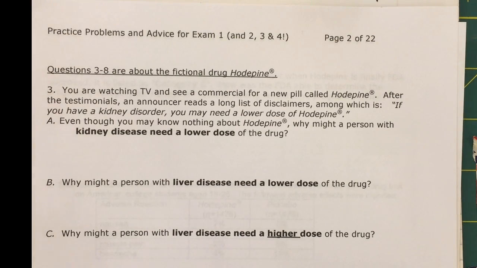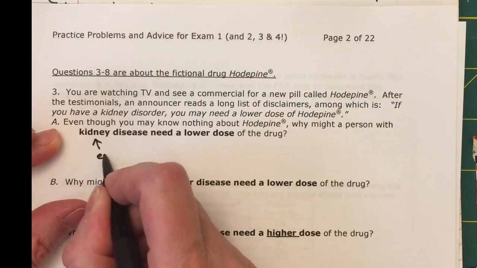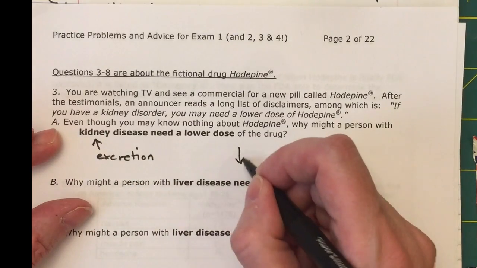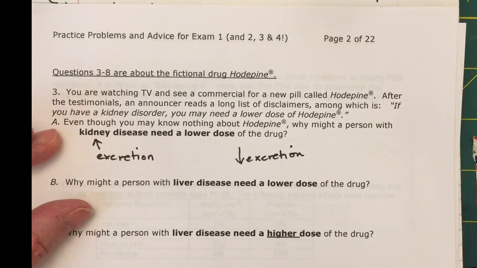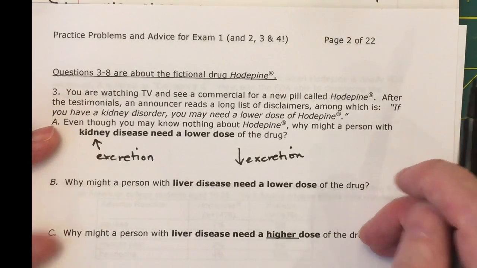Even though you may know nothing about this drug, a person with kidney disease might need a lower dose because the kidney is important for excretion, right? So if you have lowered excretion of a drug, and the patient is just taking the doses every 6 hours or whatever, as they're supposed to, and they continue to take the doses, the level's going to get too high, so you need a lower dose.